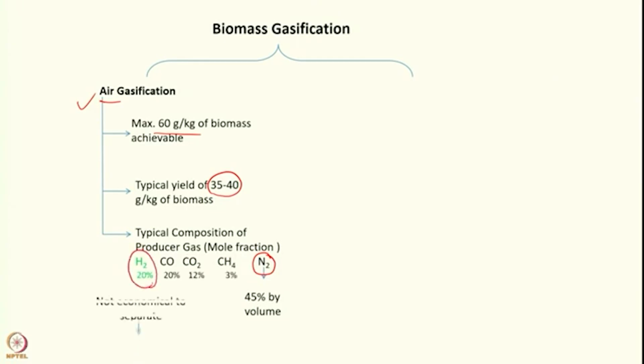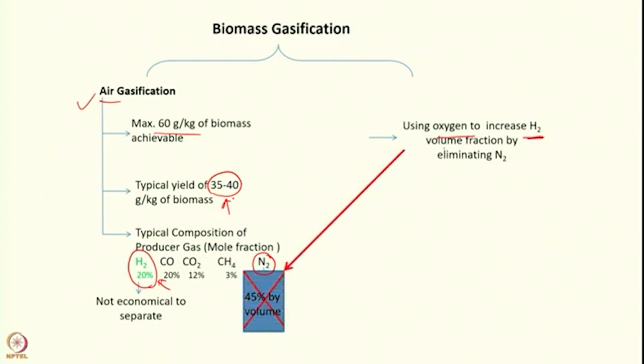So it becomes very costly or non-viable to separate it, given the small amount of hydrogen in the yield as well as the low fraction. So the separation also becomes a little bit costly. The process that can do away with this limitation is, first, using oxygen to increase the hydrogen volume fraction by eliminating this nitrogen.